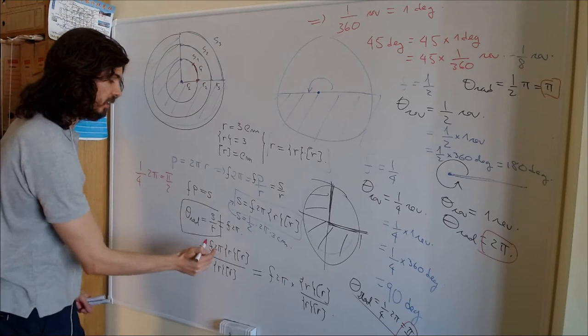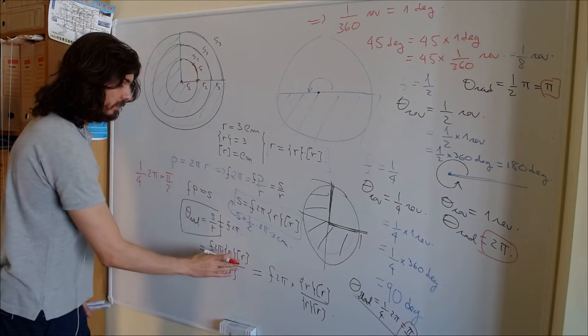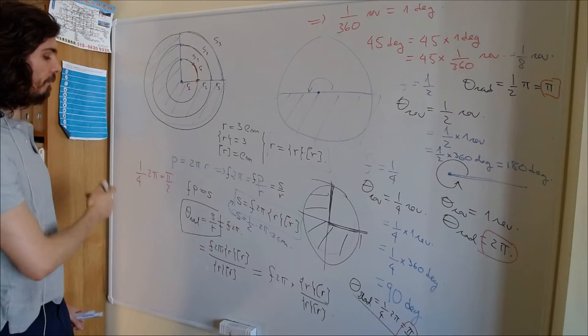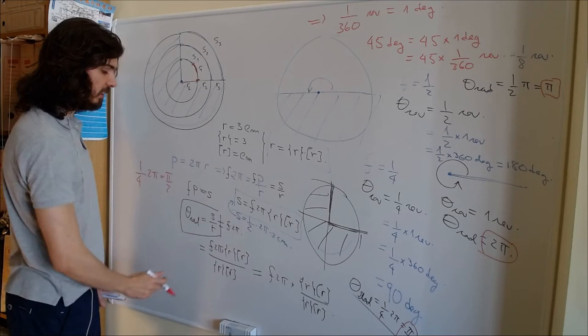You look at this and you say, well, that's the arc length. The arc length is F 2 pi greater than this arc length. So you are comparing two arc lengths, essentially. On the denominator, you just say that the radius has this size.